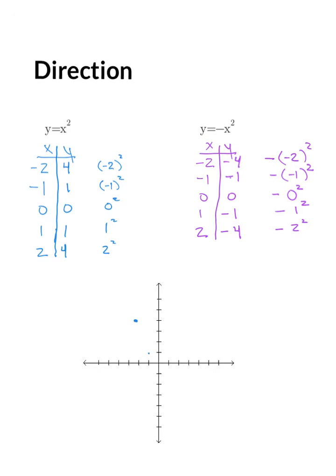Negative 1, 1. We go left 1 and up 1. 0, 0 will be at the origin. 1, 1 will be 1 to the right and 1 up. And 2, 4 will be 2 to the right and 4 up.